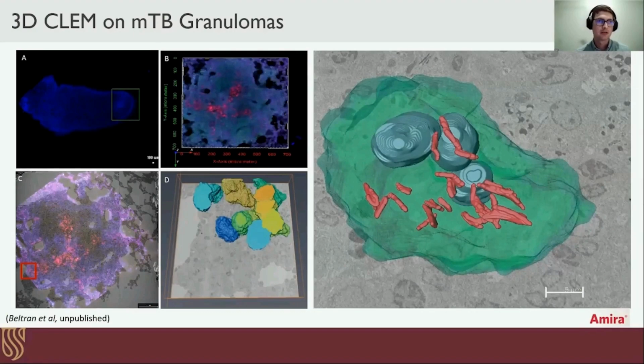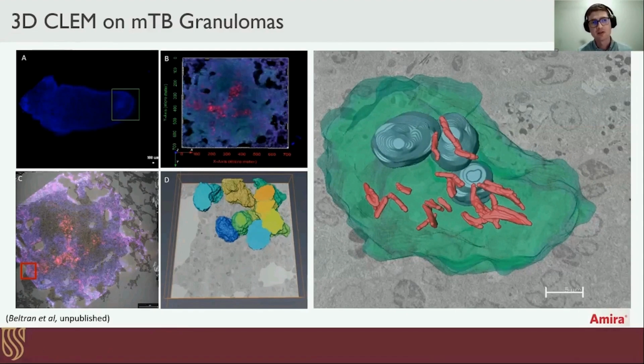3D correlative light and electron microscopy, or CLEM, would combine fluorescence with EM. And at Tigerberg, we have a large TB research unit. Tuberculosis is still a big disease burden in South Africa, and there's a lot of resources and research going into better treatment strategies and how to further understand this bacteria and this disease.